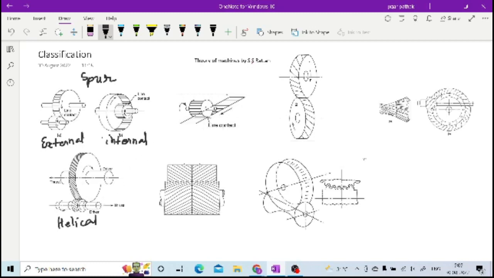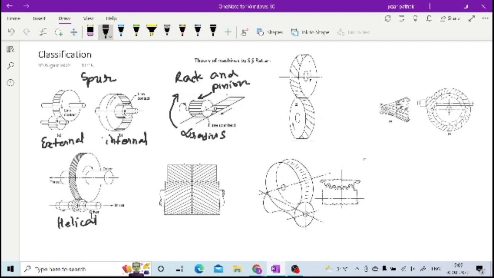One more type is the rack and pinion. This particular component is the pinion, while this one, a shaft with infinite radius, is known as the rack. This kind of gear pair is used to transmit one type of motion into another, rotary motion to translatory or translatory to rotary. This is how you have different types of gears.